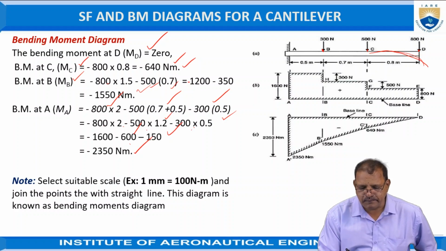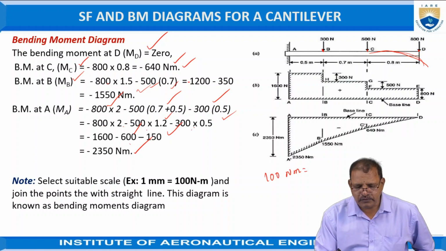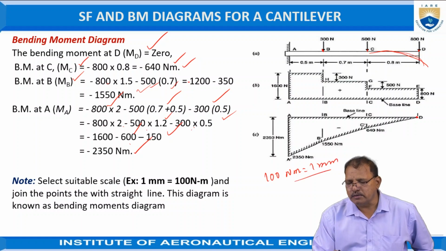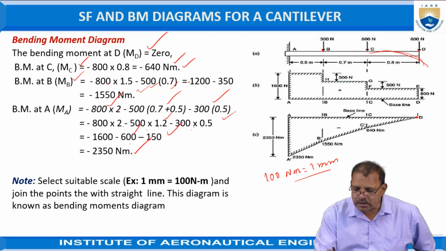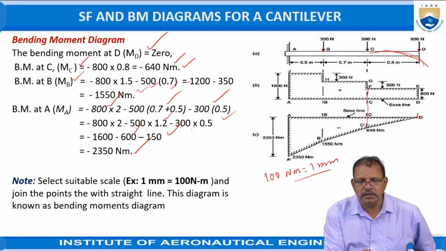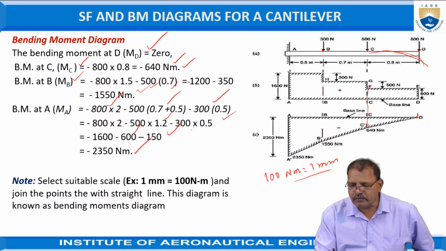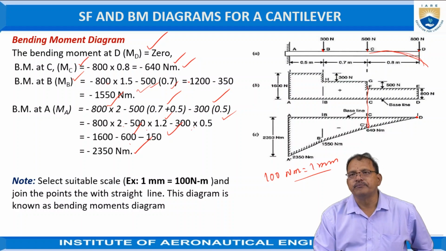Assume 100 Newton meter is equal to 1 mm length. First of all, it is 0 at the D position. At C you have to take the distance: it is 640, which is given, that is 6.4 mm in the downward direction.